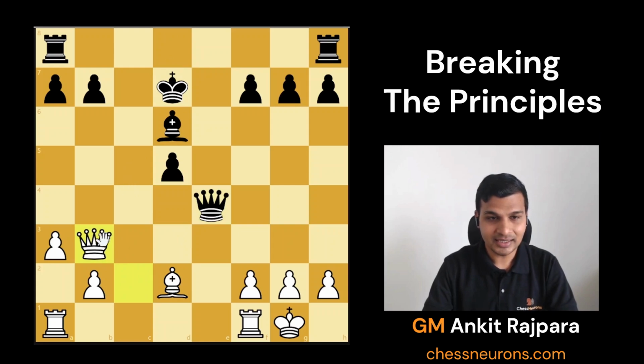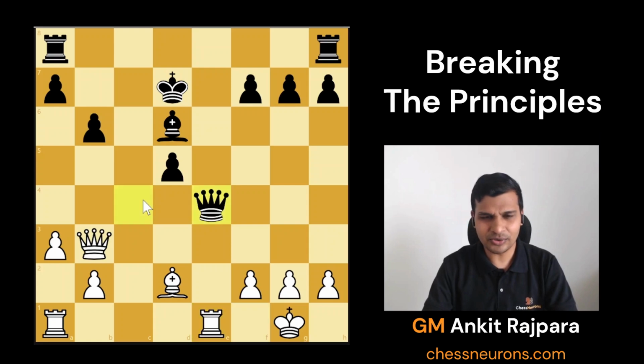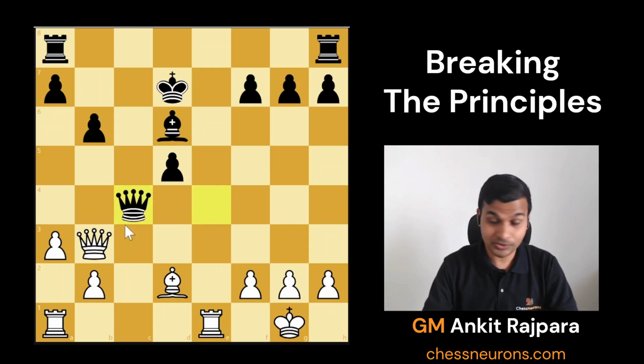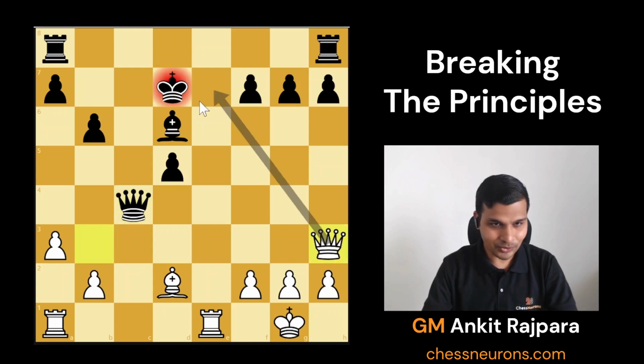Time to play queen b3. Put pressure on this pawn. Opponent can play b6. We can just develop our rook with tempo. Once again, offering exchange of queens. No, we're not going to do that. Queen c3 check, removing the queen.